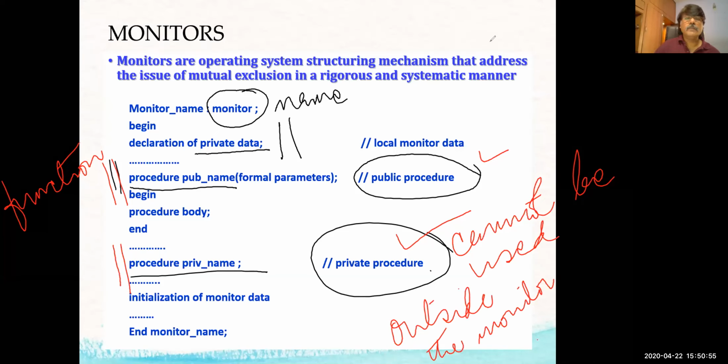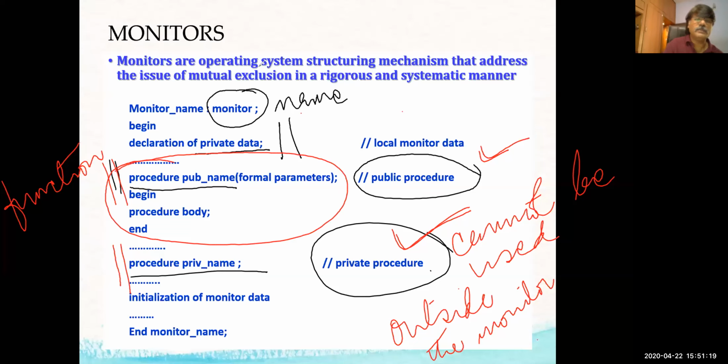that a monitor is a program. That program consists of a set of procedures, data. Data is private to the monitor, and procedures may be of two types: public procedures and private procedures. Public procedures means they can be accessed by outside process. So this public procedure or public function can be used by outside process, whereas this is a private procedure. Private procedure cannot be used by outside process.